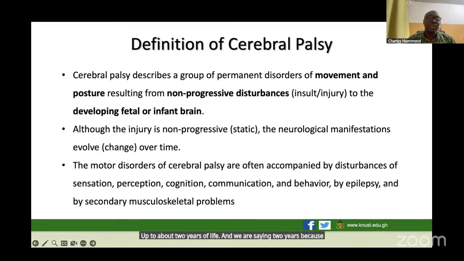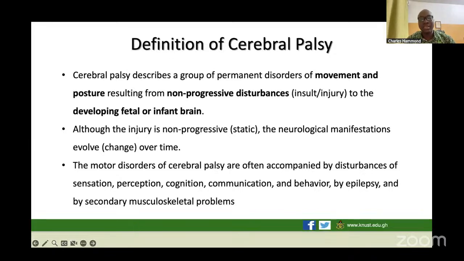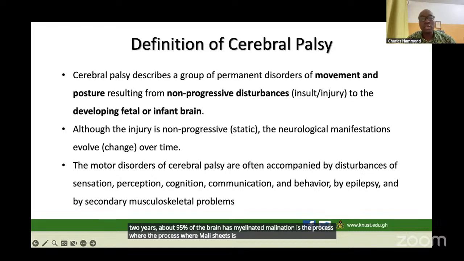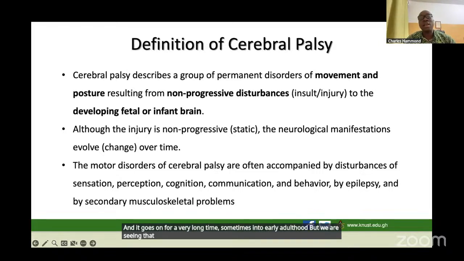usually by 2 years, about 95% of the brain has myelinated. Myelination is the process where myelin sheath is put on the neurons or the axons of the neurons. And it goes on for a very long time, sometimes into early adulthood. But we are saying that by 2 years, about 95% of the brain is myelinated.